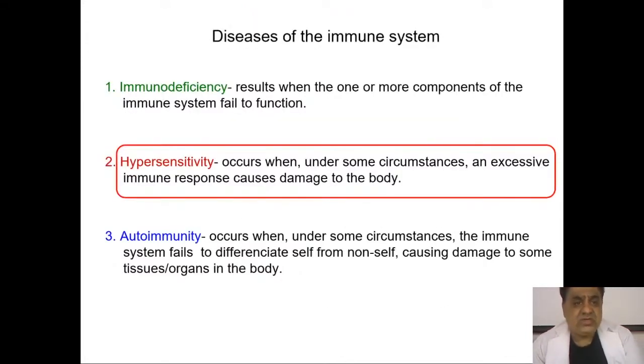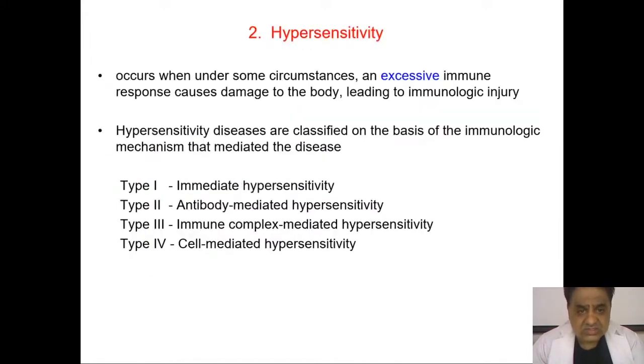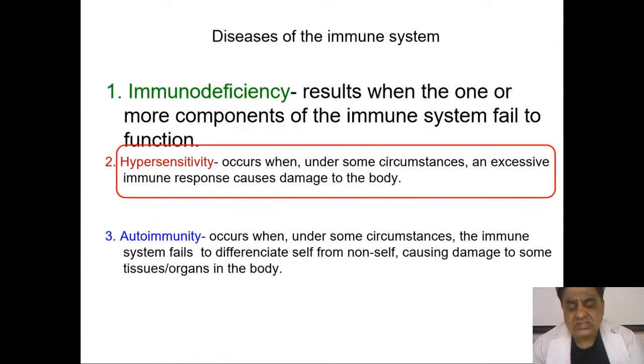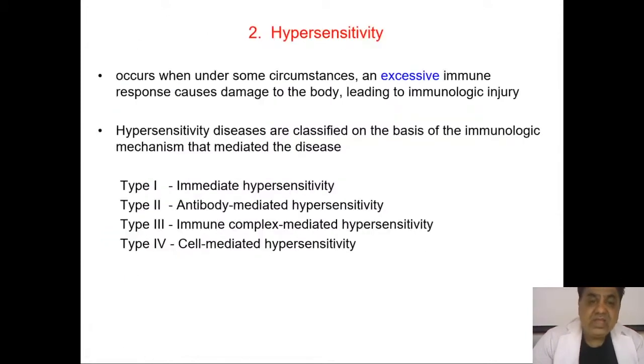So this finishes immunodeficiency in brief. Hypersensitivity is when, under certain circumstances, an excessive immune response causes damage to the body. Here we have four types of hypersensitivity reactions: type 1, type 2, type 3, and type 4. So let's discuss each of these in a minute.